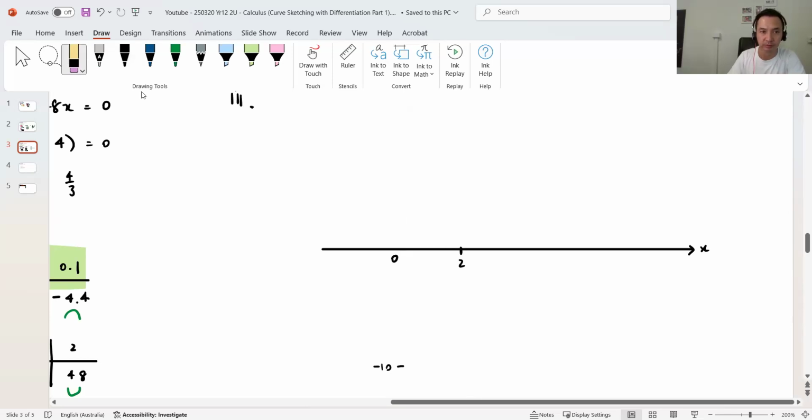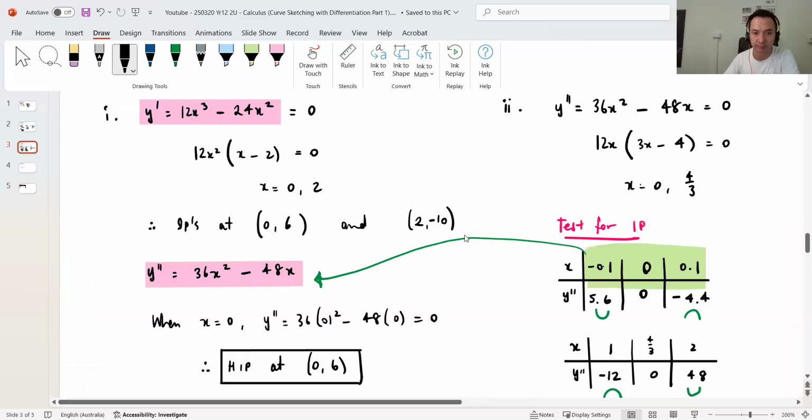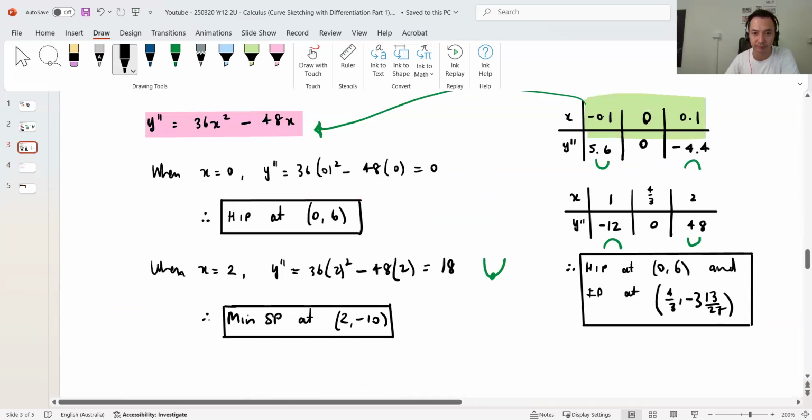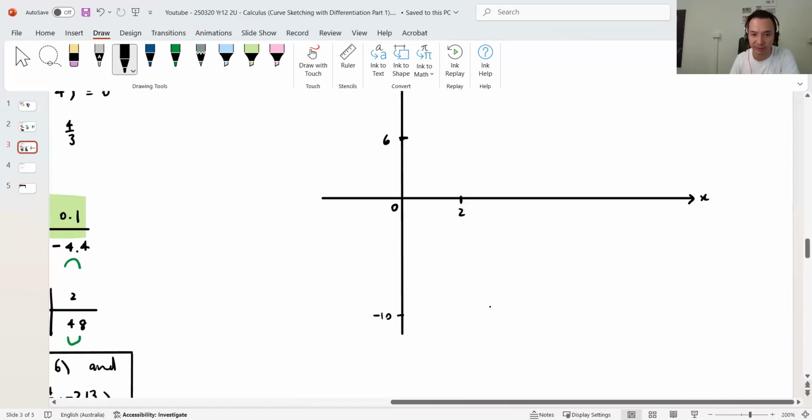Okay, perfect. That's 6, yep. Cool. So what do I know? Now, this is a positive quartic, right? So I know there's a minimum, it has to be. I know there's a minimum stationary point down here, right? So it's definitely going to be a happy face there.